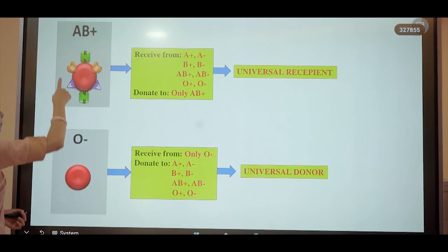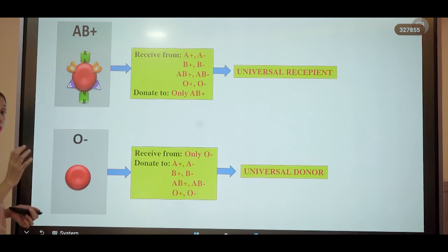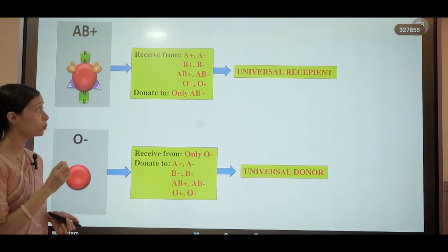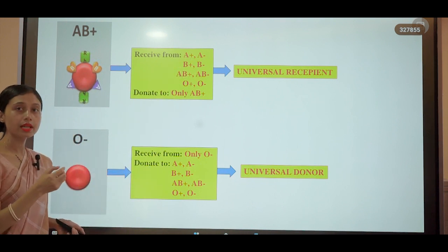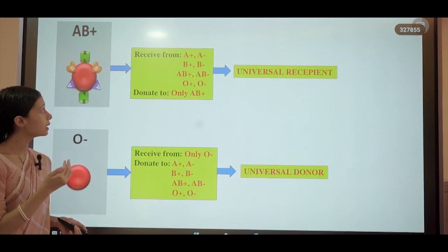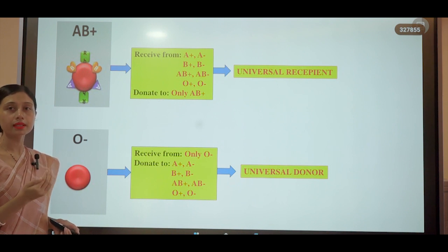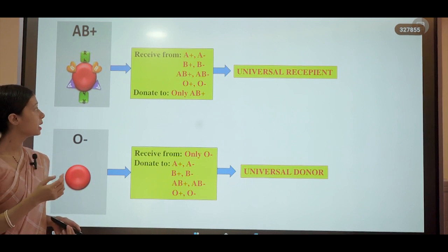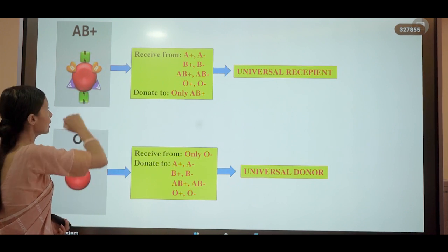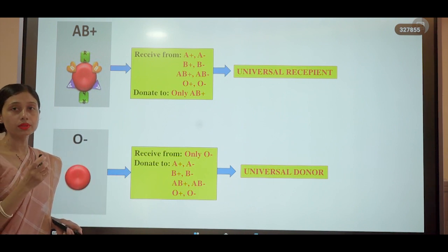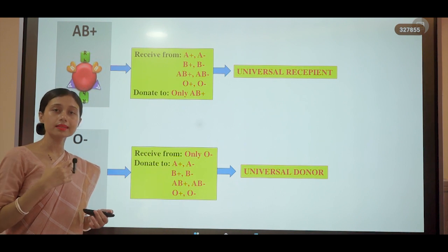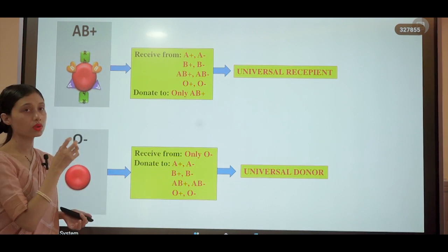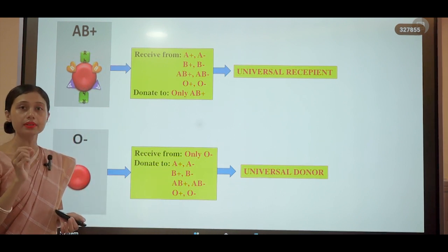See, the AB positive blood group can receive blood from all 8 blood groups, that is A positive, A negative, B positive, B negative, AB positive, AB negative, O positive and O negative. But this type of blood can be donated only to the AB positive blood type. Therefore, we can say precisely that this AB positive blood group is the universal recipient.